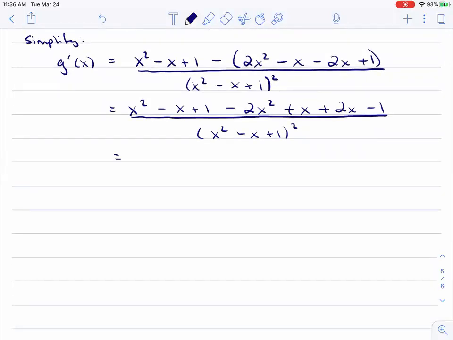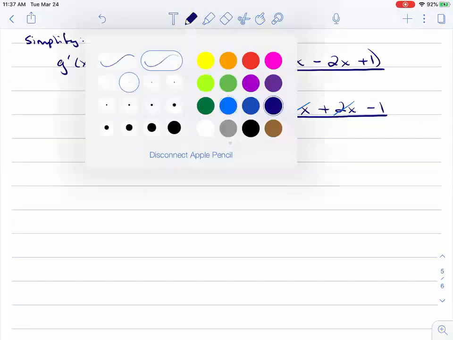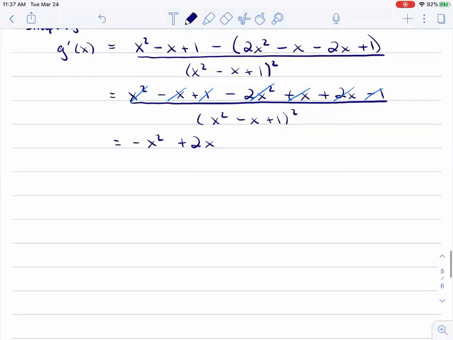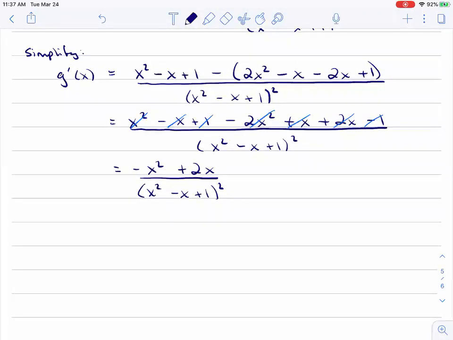This puts me at x squared minus 2x squared, which is negative x squared. Cross those off as I go here. Minus x plus 2x puts me at plus 2x. And then 1 minus 1 goes away. So now I've just got negative x squared plus 2x over x squared minus x plus 1 squared. Okay, so now we've got our derivative, we've got it simplified.